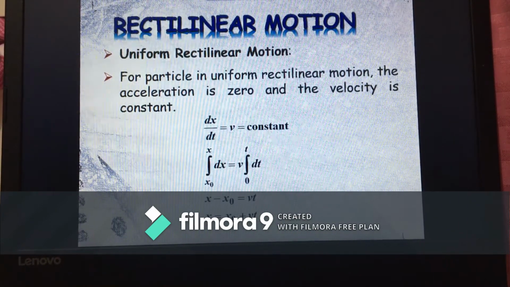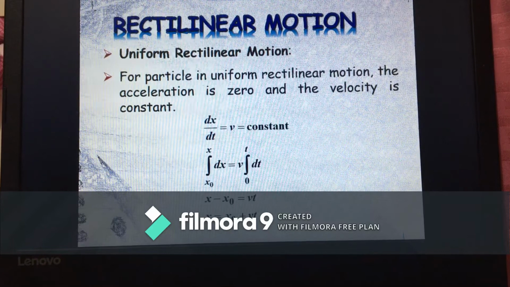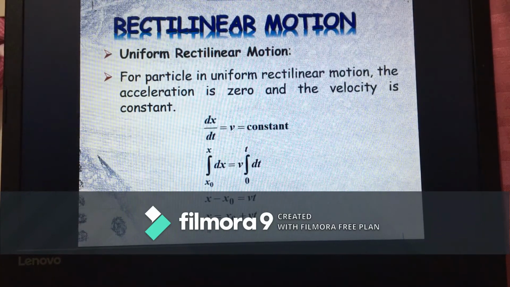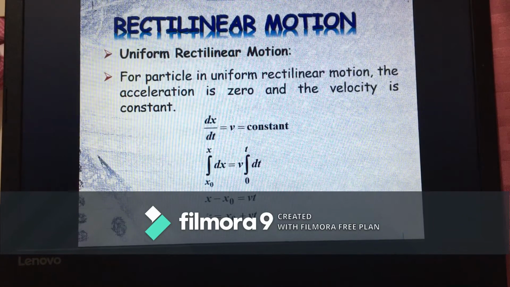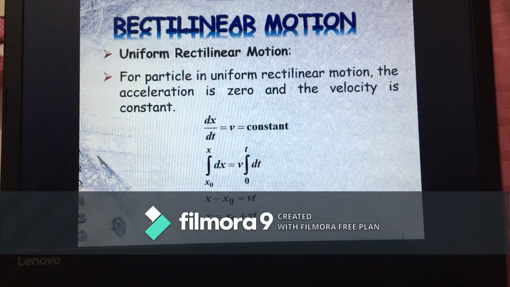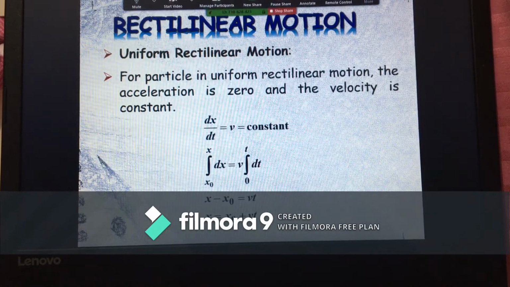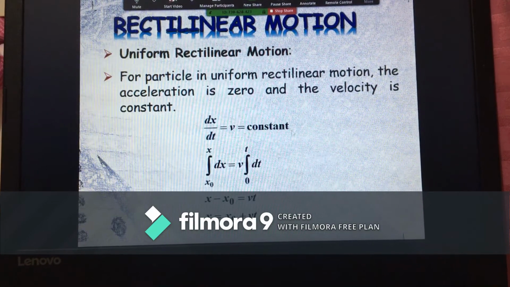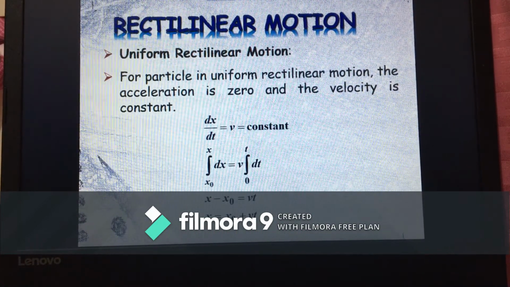Okay, so this is the formula for finding the displacement, or the distance traveled by the particle with a constant velocity. So remember the condition, class. You get this distance with the condition that the velocity is constant. So you may use this formula.